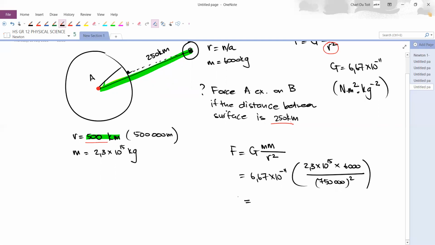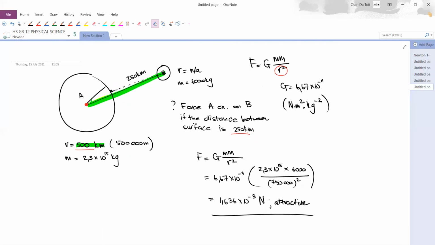That's a very low force. 1.636 times 10 to the power of minus 3 Newton. Attractive. It's an attractive force. All objects with mass attract other objects that do have mass. Please jot that down.